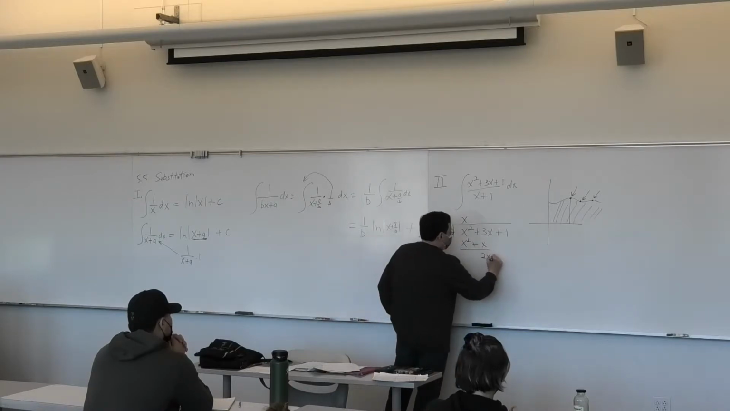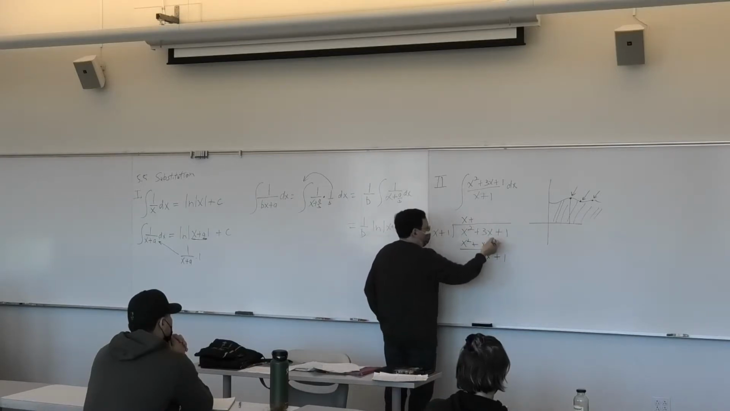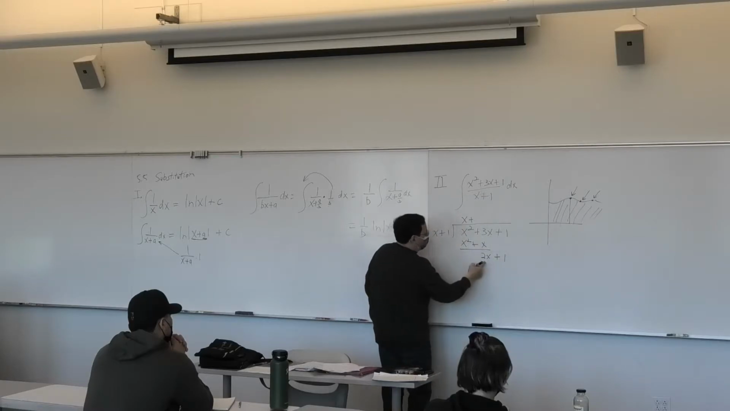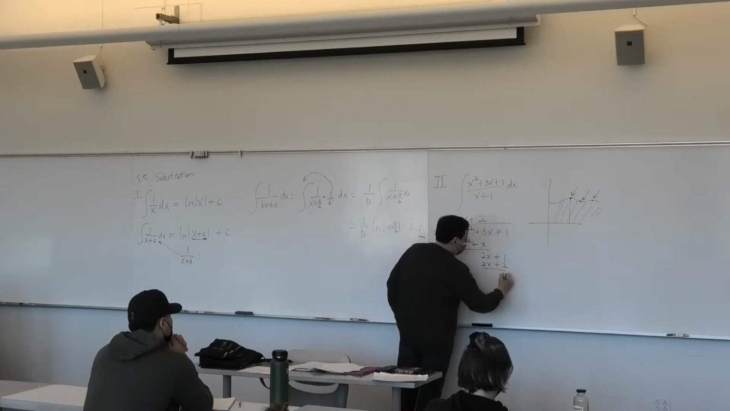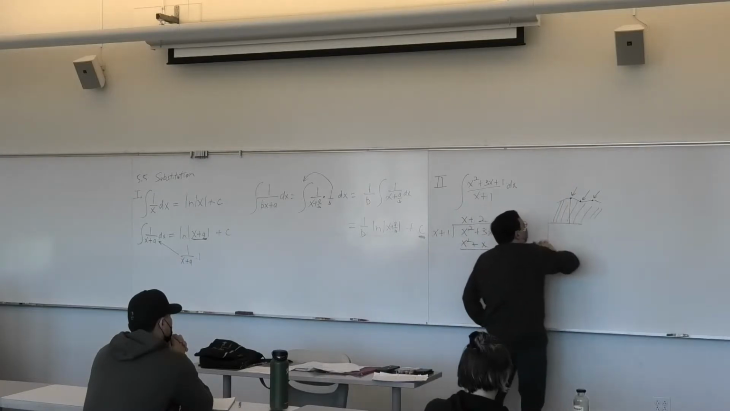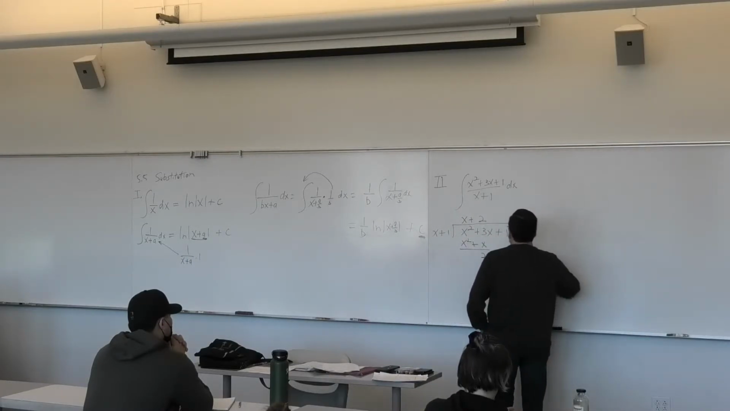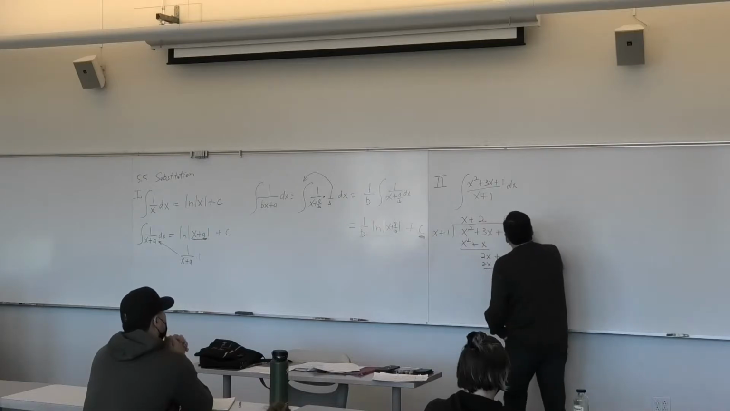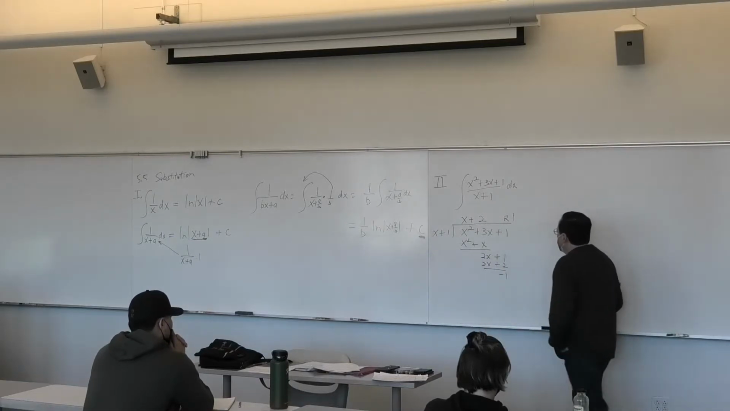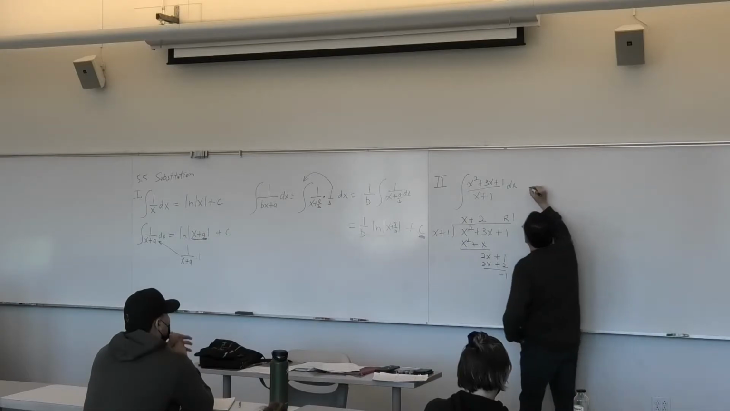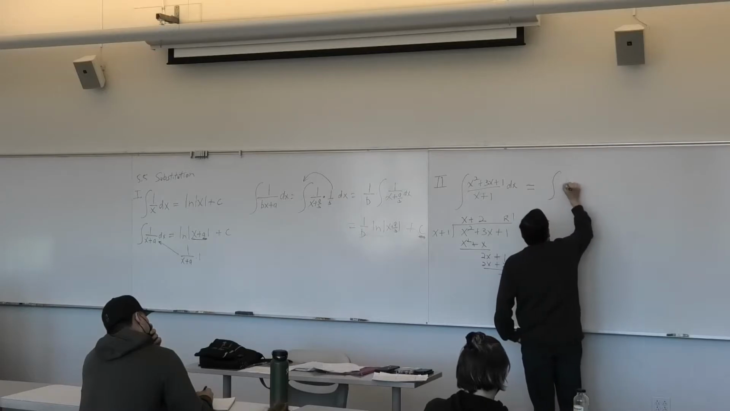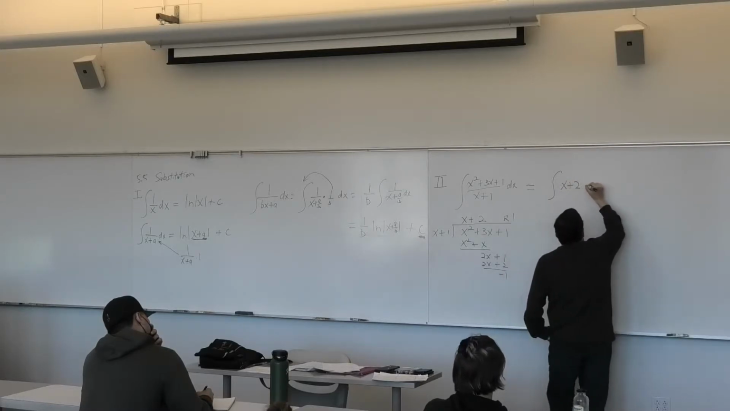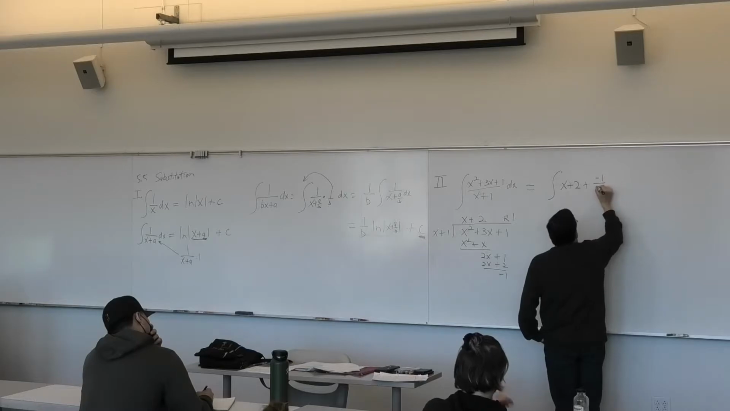We're going to get 2x plus 1, and x goes into 2x 2 times, 2x plus 2, and we have -1. We have remainder 1. So all right, let's rewrite this. So this becomes the integral of x plus 2 plus -1 over x plus 1.